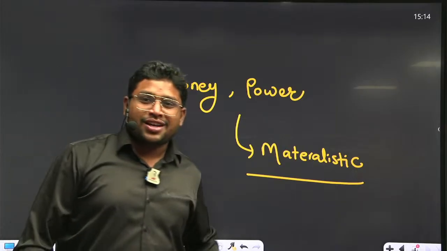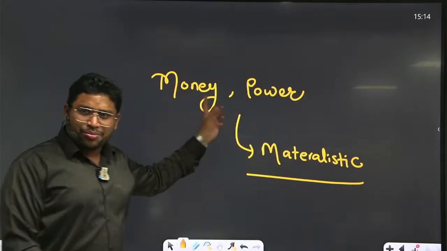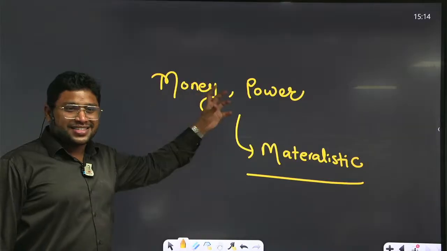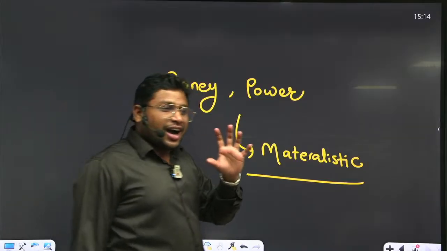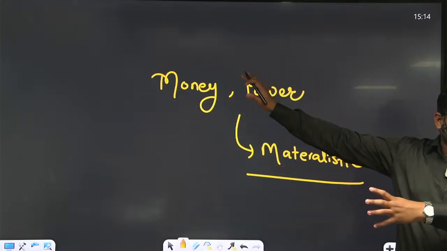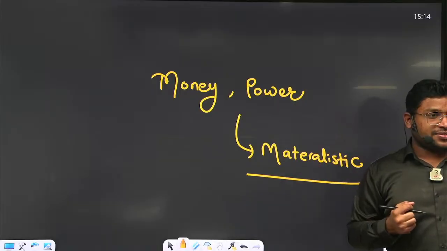Yes, most of us are in this category. We want either money or power, and both are more or less the same. If you have money, you have power. If you have power, you have money. It's the same combination. Most of the people are in love with this. They want to acquire more wealth, more material things.